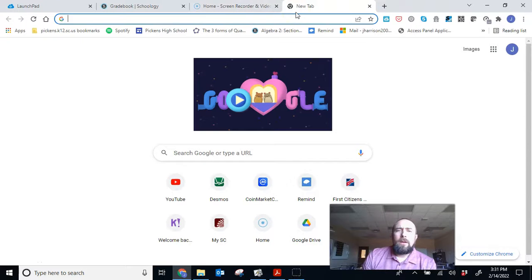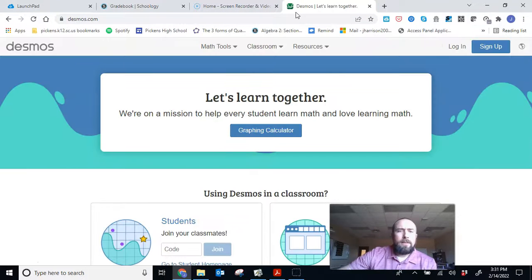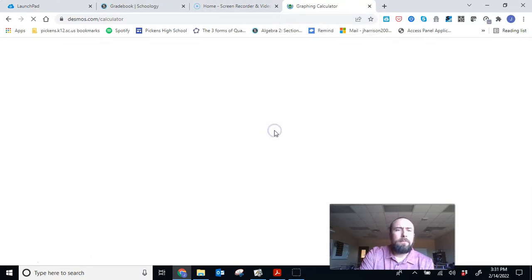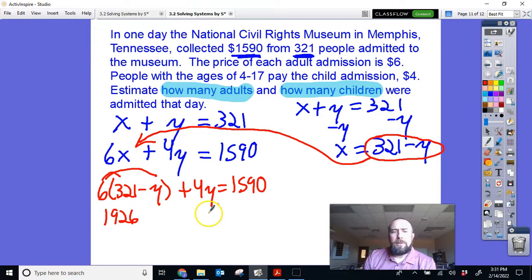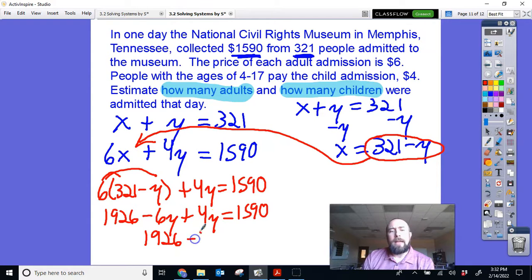Let's go over here and make sure Mr. Harrison's not doing something stupid. Multiply that by 321. 1926. Good. Hey, Mr. Harrison can still do math. What is 6 times negative y? That's negative 6y. So now we can do negative 6y and positive 4y. That leaves me with a negative 2y.